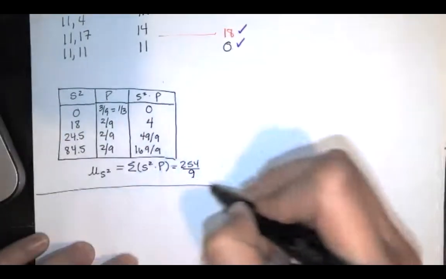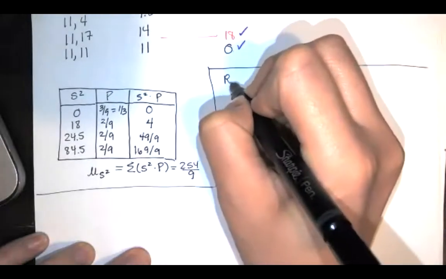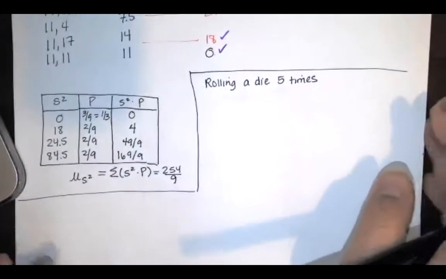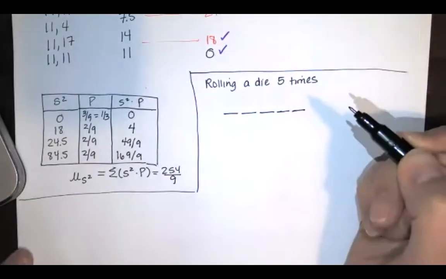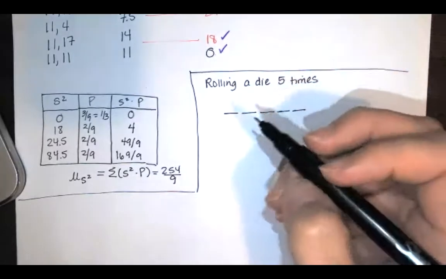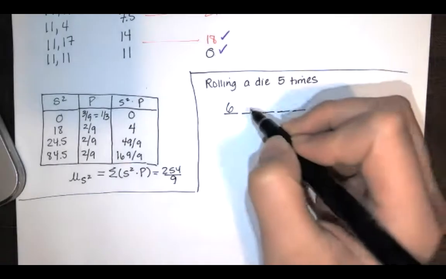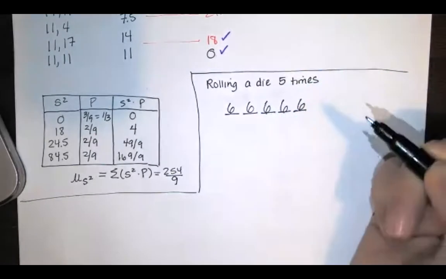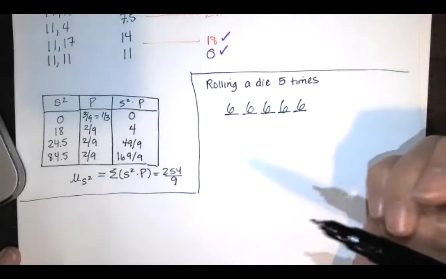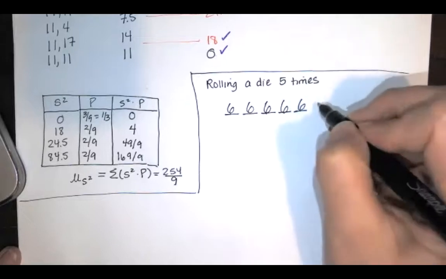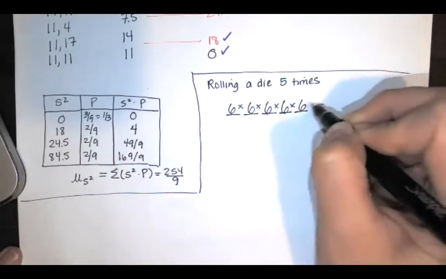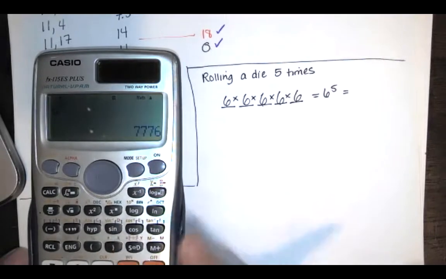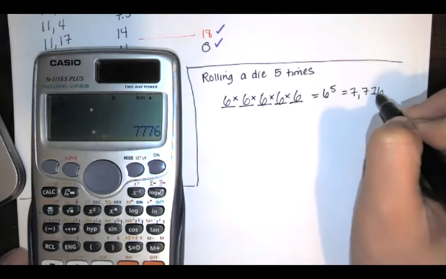Okay, so for rolling a die 5 times, we have 6 possible outcomes for the first roll. And then we've got 6 possible outcomes for the next roll. 1, 2, 3, 4, 5, or 6. And the same is true for the next one, and the same is true for the next one and the next one. So if I want to know what are the possible outcomes that you could get when you roll a die 5 times, it's going to be 6 times 6 times 6 times 6 times 6. It's going to be 6 to the 5th, which turns out to be 7,776 possible outcomes.